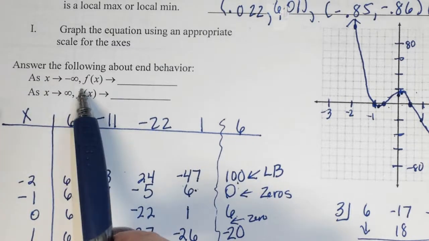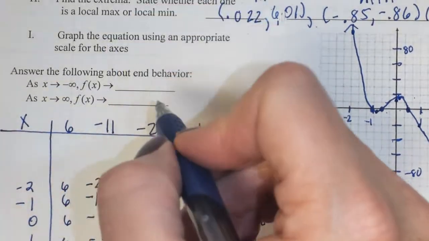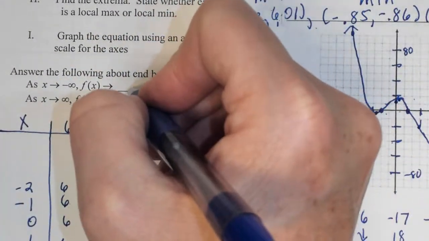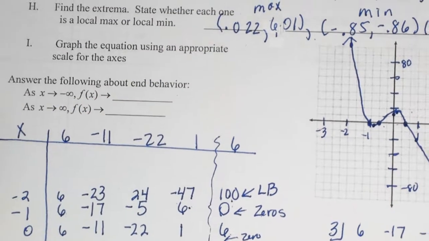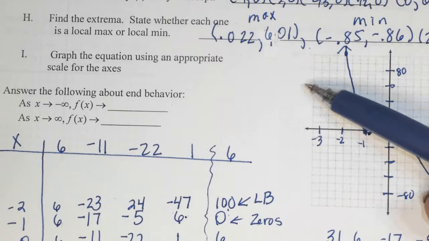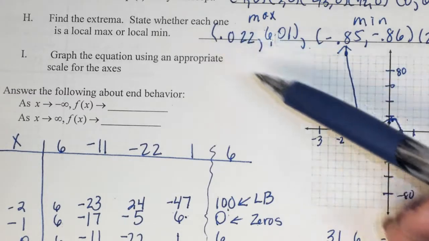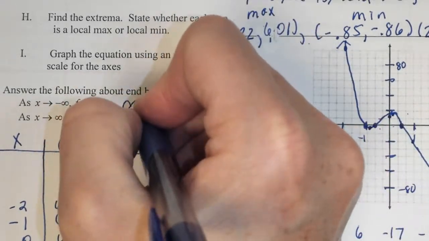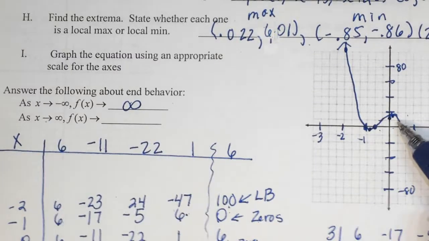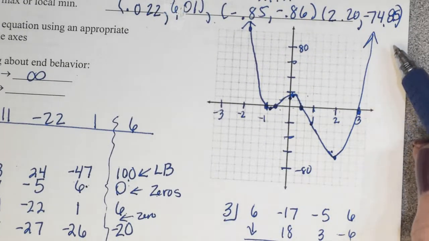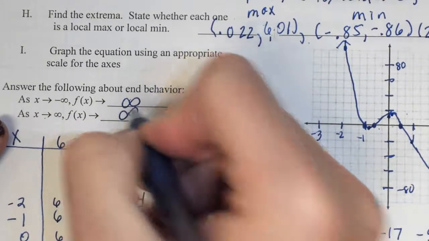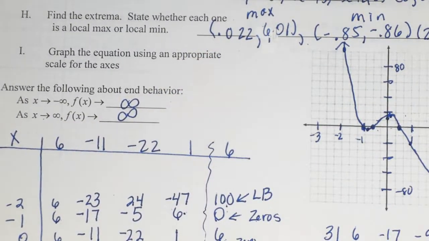Okay? Finally, looking at the end here, we already did that. Answer the following about the end behavior. So as x goes to negative infinity, guys, where's the y value going? As x goes to negative infinity, where's y going? To infinity or negative infinity? Infinity. As x goes to infinity, so as x goes down this way and gets larger and larger, where's y going? Infinity.